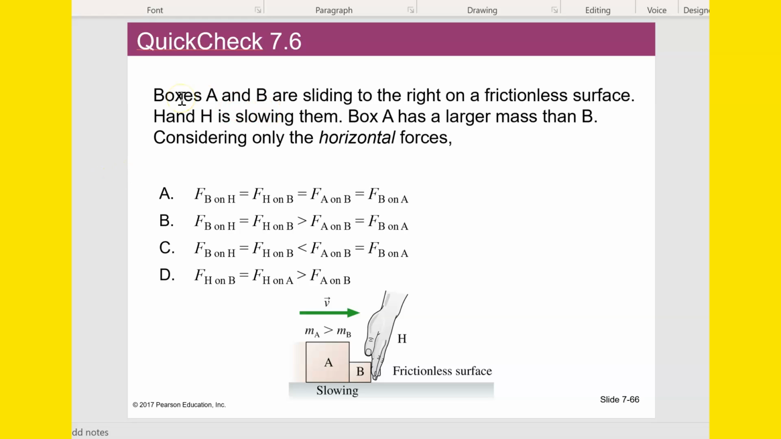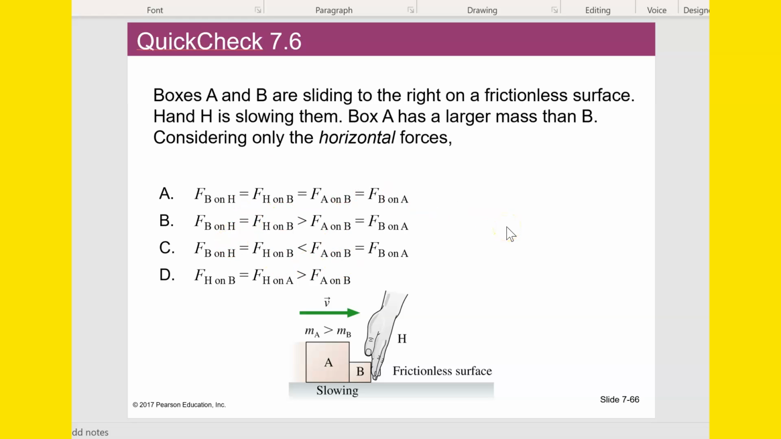Alright, quick check 7.6. Boxes A and B are sliding to the right on a frictionless surface. Hand H is slowing them down. So hand H is putting a force there on block B, but only because it's slowing them down as they move to the right. In other words, the velocity is to the right, but the acceleration points to the left. Box A has a larger mass than B. Considering only the horizontal forces, what must be true about comparing all those forces?